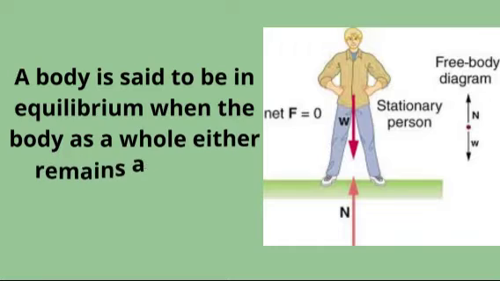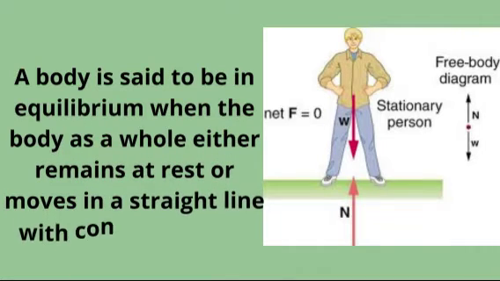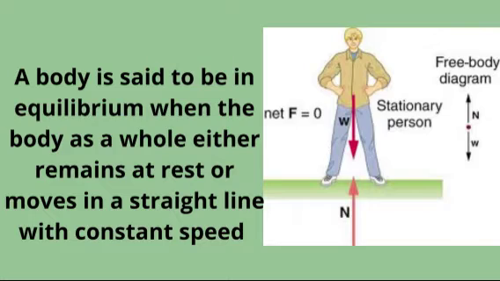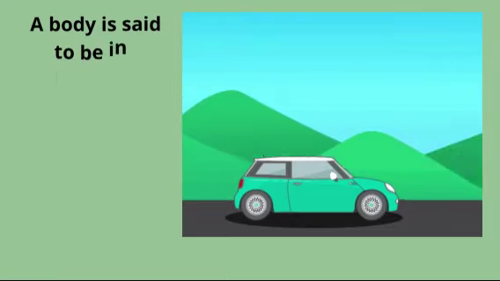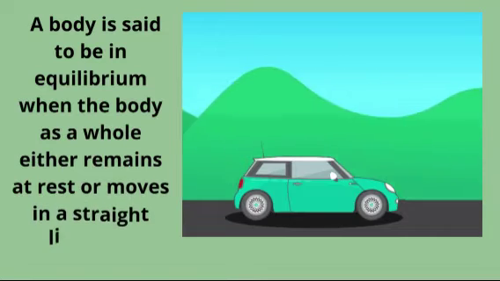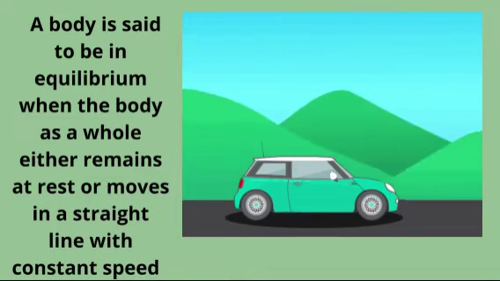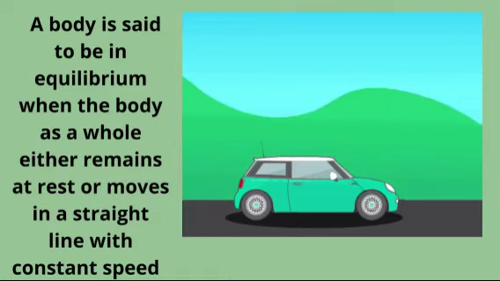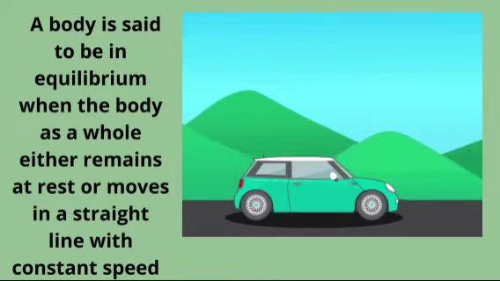First, we say a body is said to be in equilibrium when the body as a whole either remains at rest or moves in a straight line with constant speed. Defining equilibrium, if an object is at rest, it means that all the forces acting on the object are balanced, they are equal. And if an object is moving in a straight line at constant speed, it means that the forces acting on the object are equal. That means there is no increase in speed, there is no decrease in speed. Whatever force is acting on it is making it be at equilibrium.